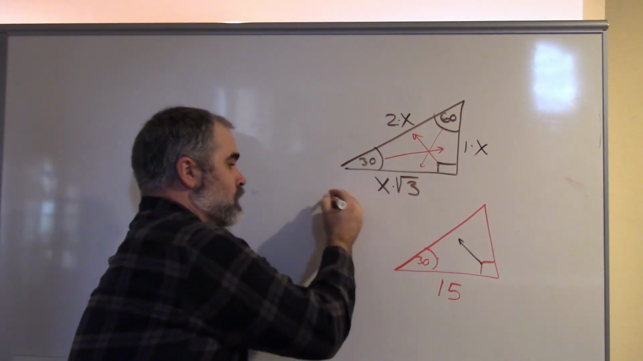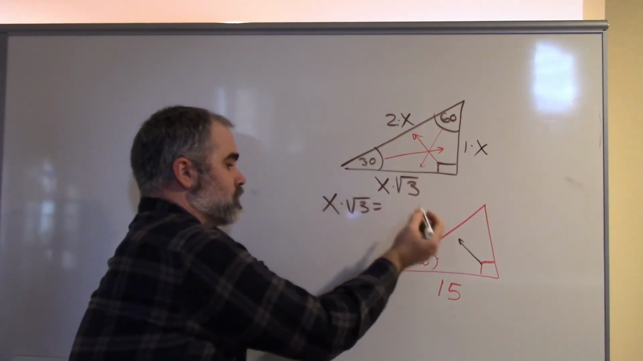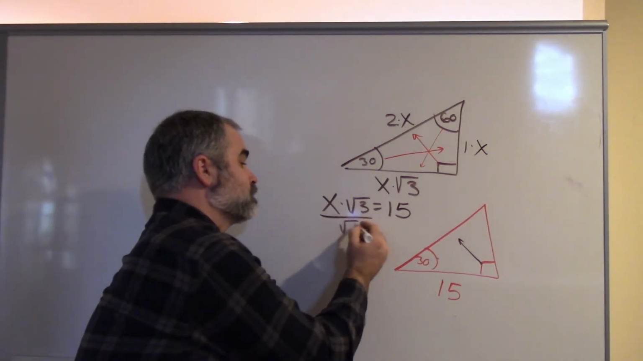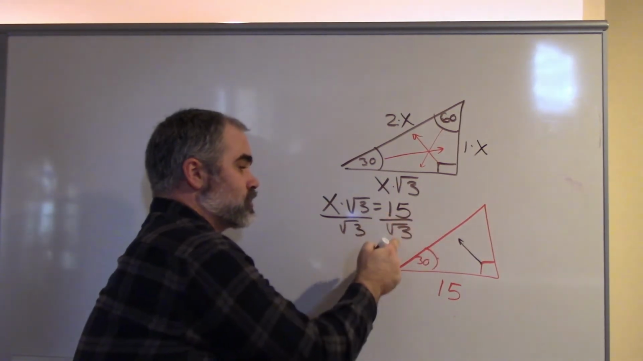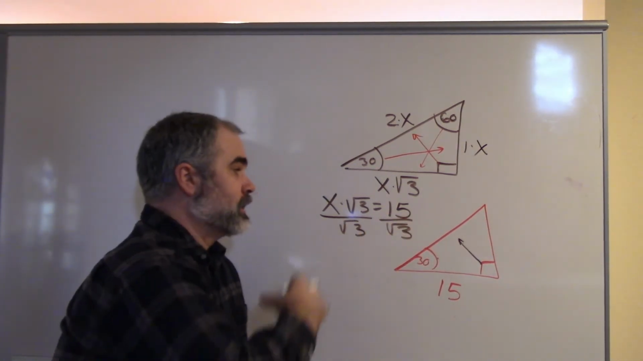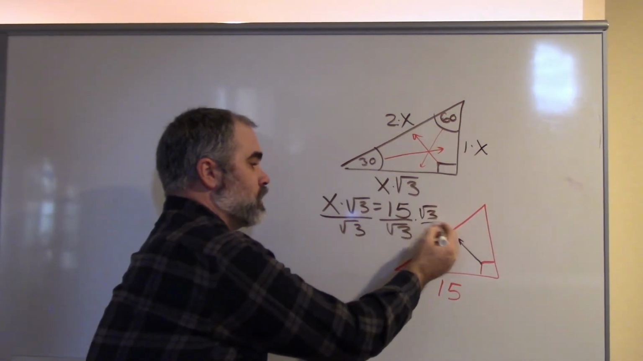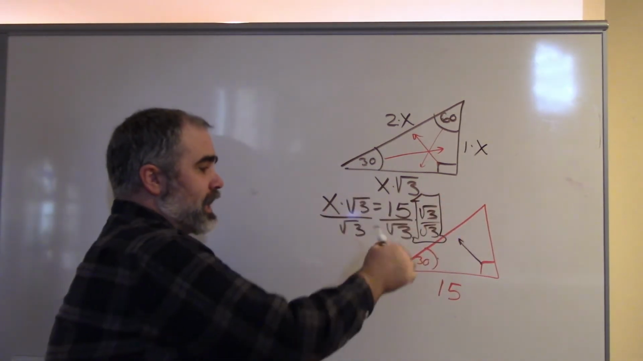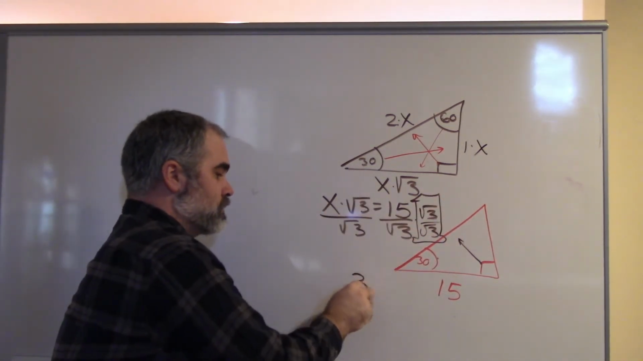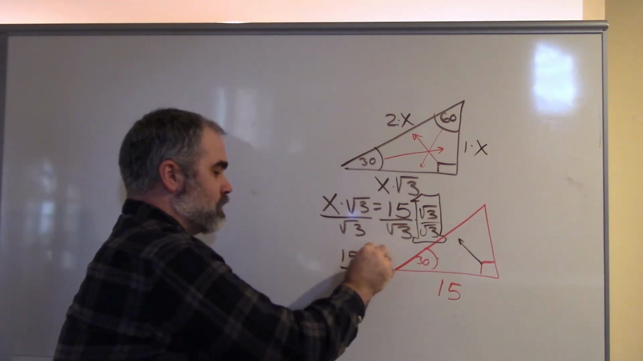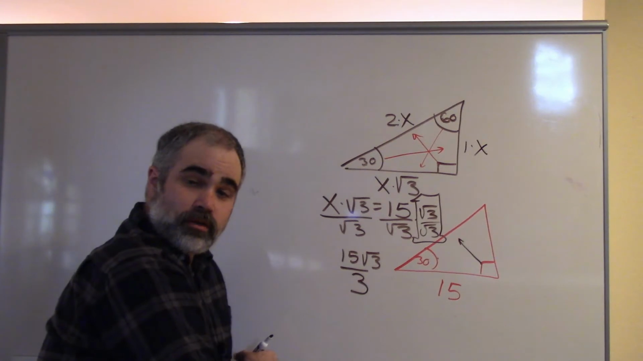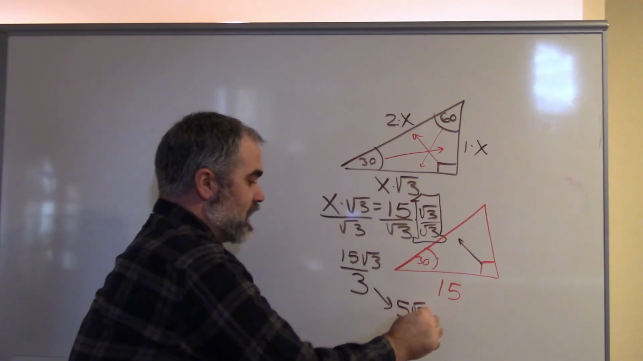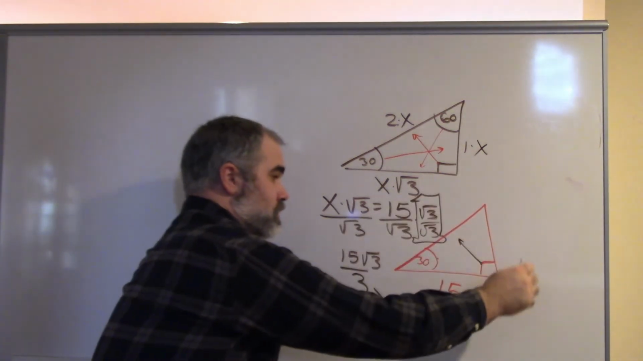I know that x times the square root of 3 is equal to 15. So we need to divide by the square root of 3. And unfortunately, because we have a square root in the denominator, we need to rationalize. In order to do that, I'm going to multiply by square root of 3 over square root of 3, that big 1 we've been talking about in my other videos. So if I simplify that, square root of 3 times square root of 3 is just 3. 15 times the square root of 3 is there. And I can reduce. 15 divided by 3 comes out even. It gives me 5 root 3. That's what x equals. Times 1 gives me the short side, 5 root 3.